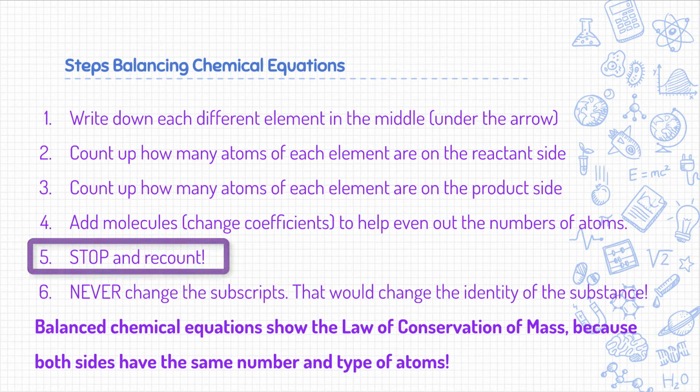Every time you change a coefficient, you have to stop and recount the number of atoms that you have. When you do that, you should see eventually that all of your atoms will line up perfectly. You'll have the same number of each element on both sides. And then at that point, you have a fully balanced equation.